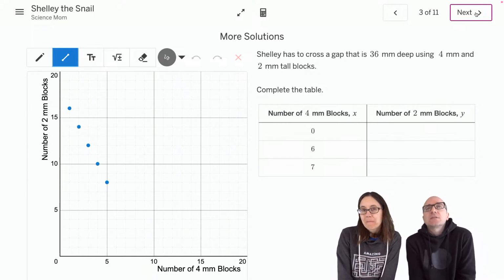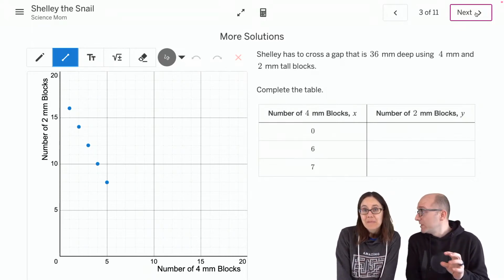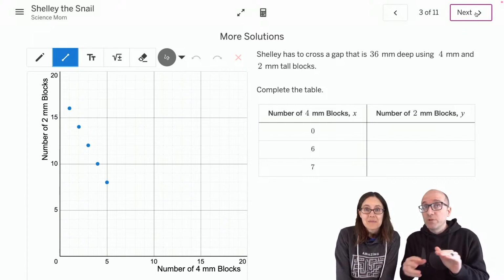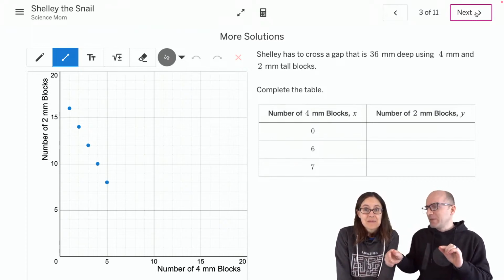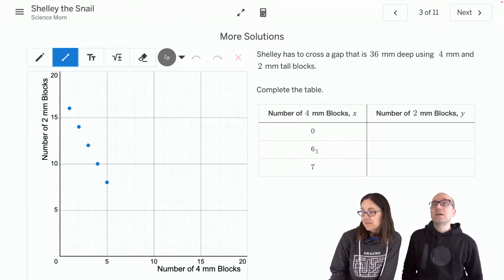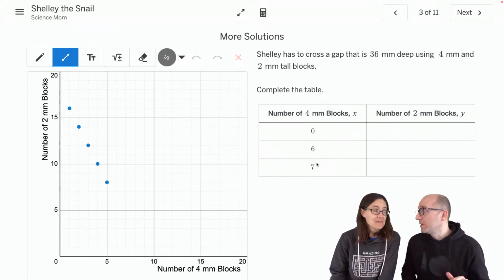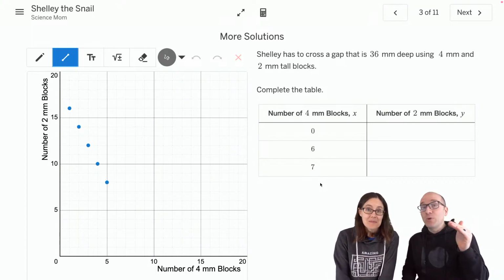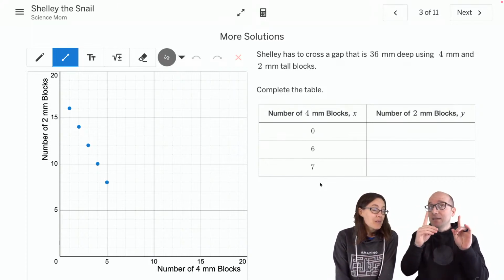All right, so Shelley has to cross this gap. So 36 millimeters was that height. We have the 4 millimeter blocks and the 2 millimeter blocks. But now we're jumping to values of this table that we didn't see before, and we no longer have Shelley moving across the screen. We don't get to see them actually get built. Instead, we have a graph.